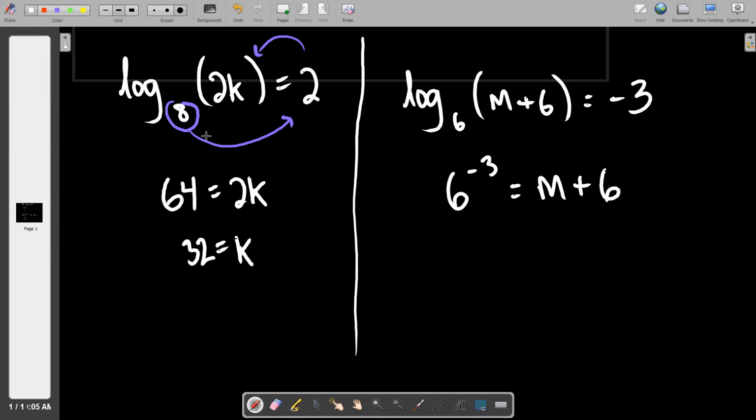I think that when we did 8 to the second in the last problem, that was easy peasy, right? But what is 6 to the negative third? Say it again. It is not. It is 1 over 216. Very good.